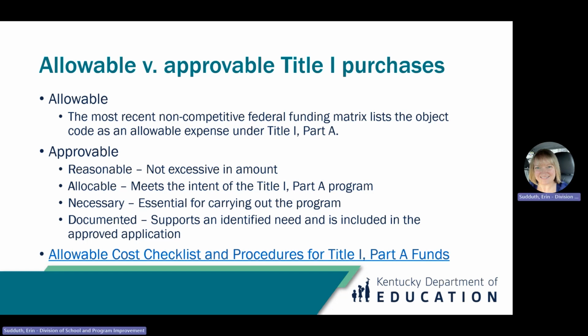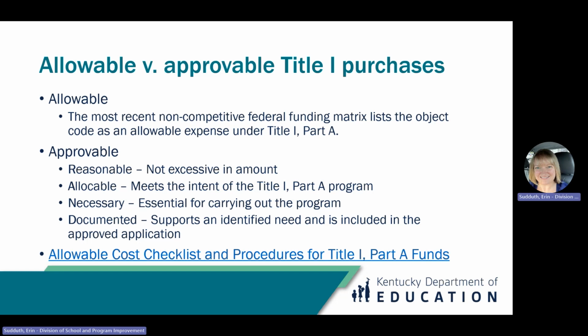A cost is reasonable if it does not exceed an amount which would be incurred by a prudent person for the same reason. So the cost should not be excessive in amount. An allocable cost aligns with and supports the intent of the program. Now, thinking back to the program intent and purpose that I shared on the previous slide, that means that items purchased with Title I funds should support improving achievement. A necessary cost is one that the program cannot operate without.